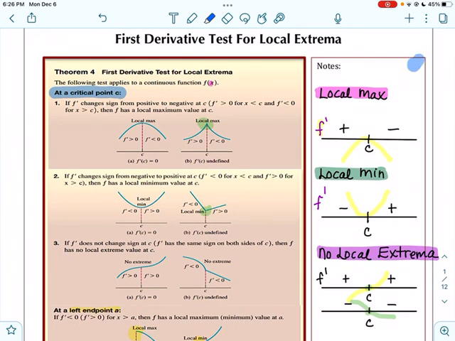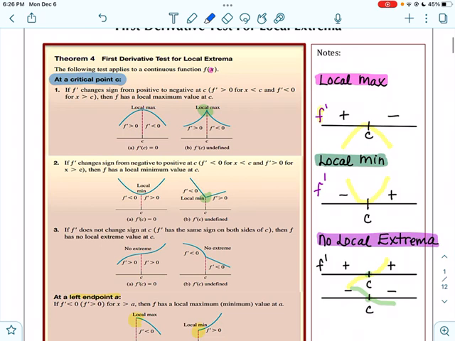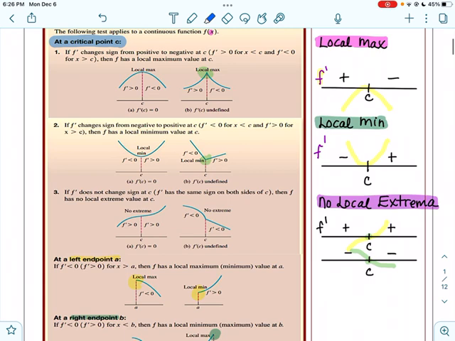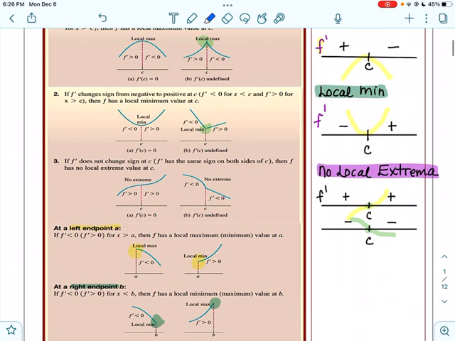And if you look at the notes on the right-hand side, just taking these rules and kind of making them a little bit simpler, just with the layout with the number line. And so we look at a critical point. We have a local max in the conditions where if f prime goes from positive to negative, and the function is continuous, then we have a local max there. If f prime goes from negative to positive and the function is continuous, we have a local minimum.